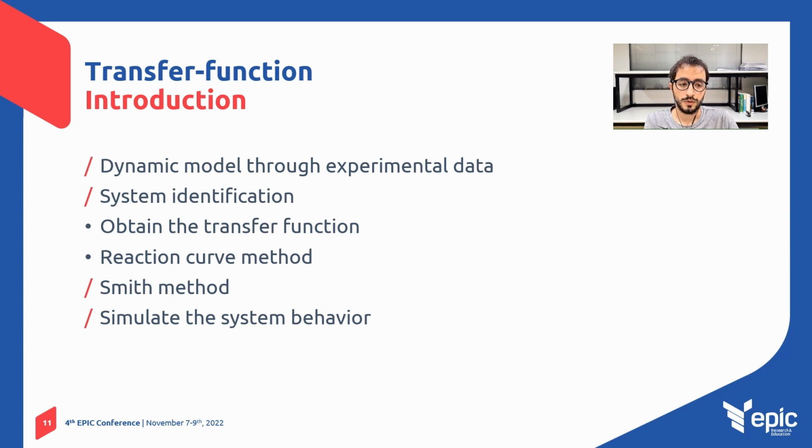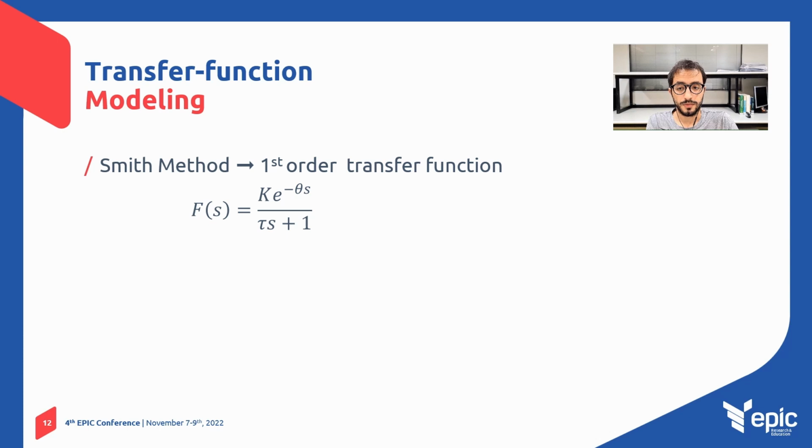Now, moving to the modeling part. The first step in using the Smith method is to determine the transfer function order. In this case, Thiago considered a first-order transfer function with a delay given by this equation here. This transfer function has three parameters that we have to obtain experimentally: the k, the theta, and tau.